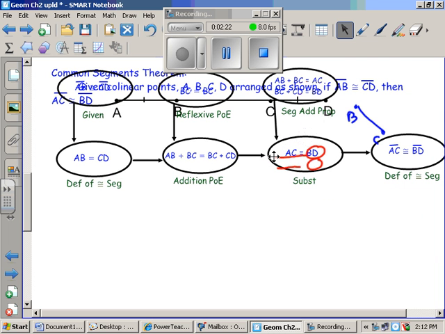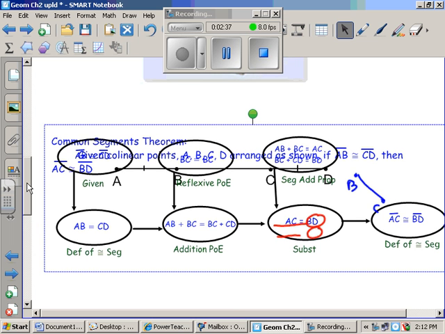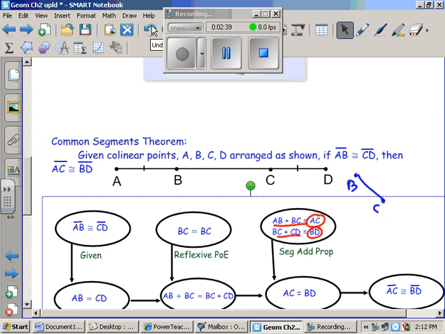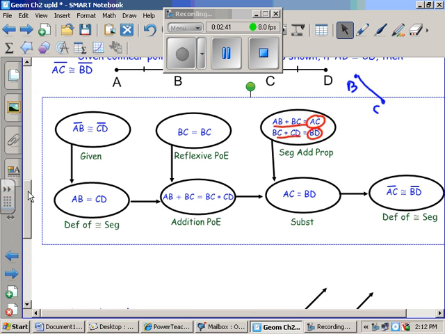Patricia? To switch from congruent to equal or equal to congruent. Remember we've used this one twice just in this proof. We use it all the time. All right? To switch from equal to congruent or congruent to equal, we use the definition of congruent.